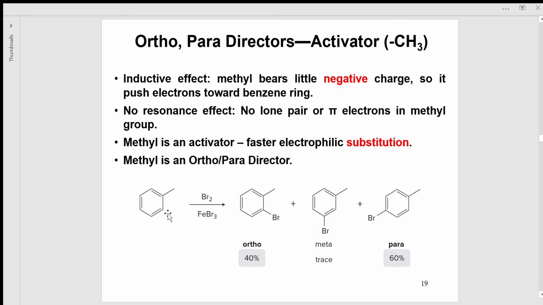Again, basically when we do the substitution reaction, we have 1, 2, 3, 4, 5 hydrogens. But when they do the reaction, they do not react equally. For an electron donating group here, they prefer to form either the ortho product or the para product.